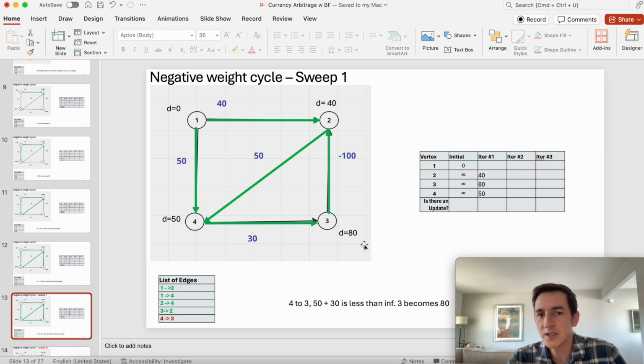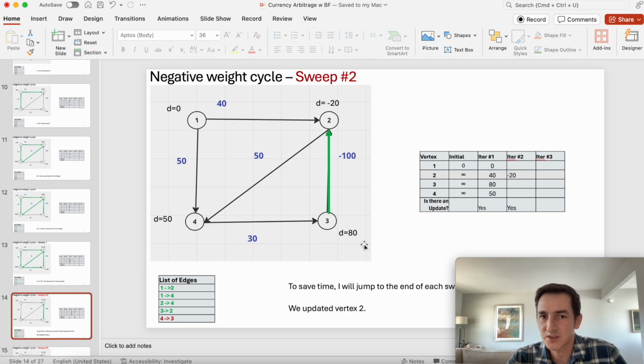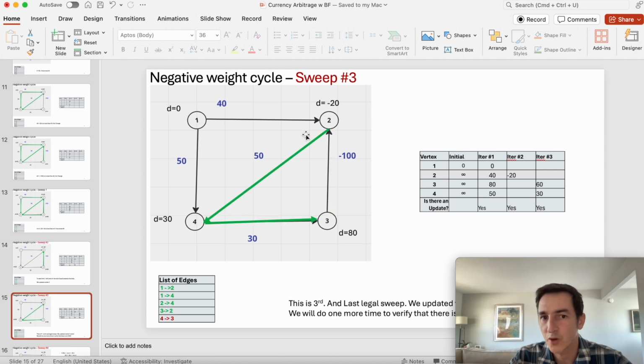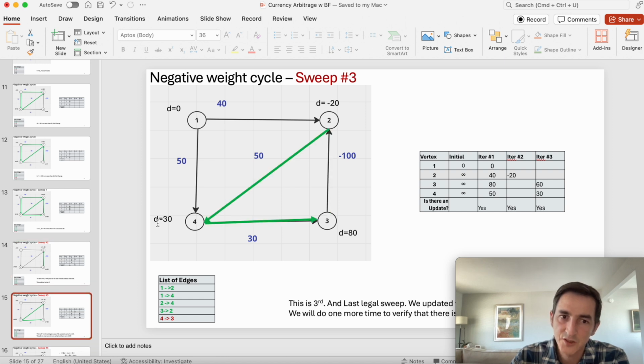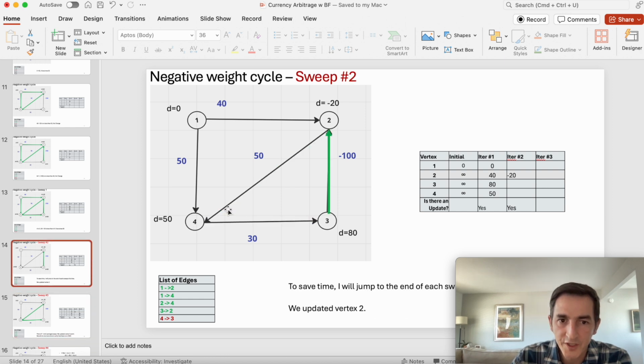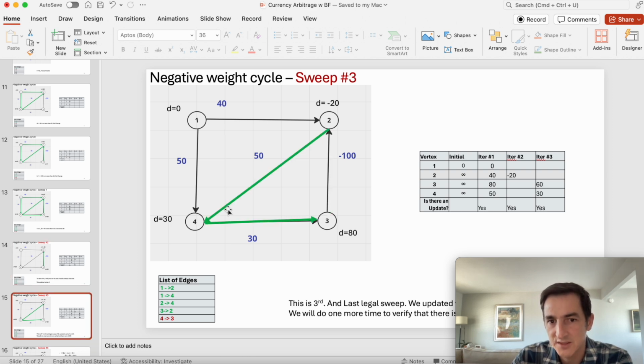I'm gonna jump to the end of the second sweep directly. And we have only one update there. That's over here. It's 80 plus minus 100, which is less than 40. We update 2 as minus 20. I'm jumping to the end of the third sweep. We have 2 updates here. Look. Minus 20 plus 50 is less than 50. So we update 4 as 30. 30 plus 30 is less than 80. We update 3 as 60.